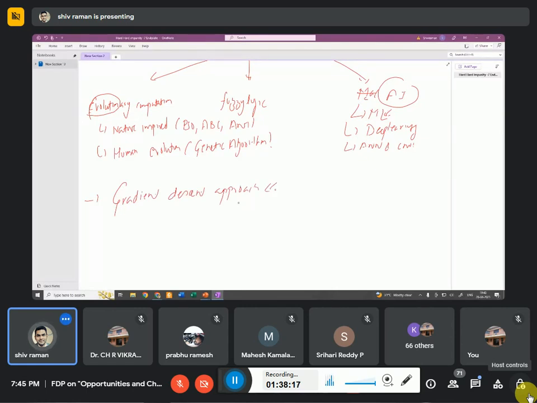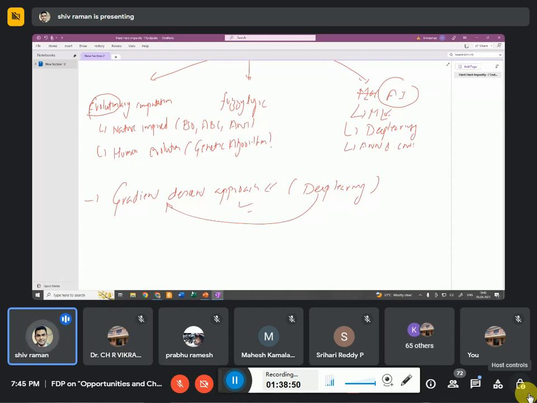Although we will not discuss this here, it can be discussed at the end of the presentation for the convenience of the people attending. But these approaches, especially deep learning approaches, find their solution using the gradient descent approach. So let's now discuss our presentation.